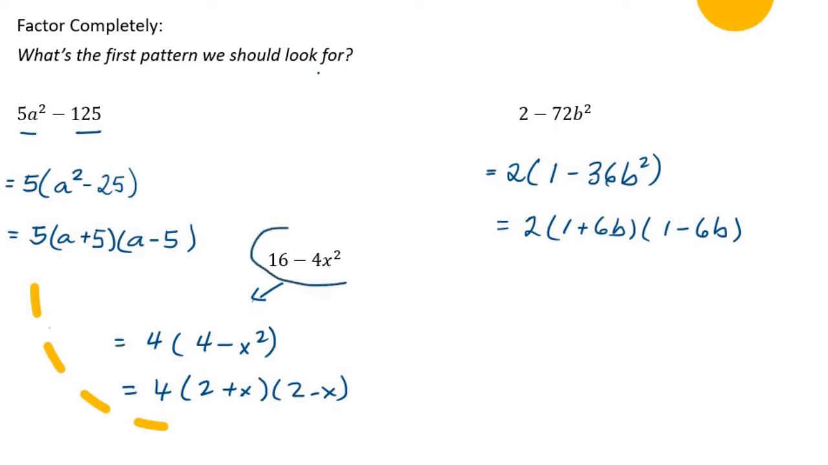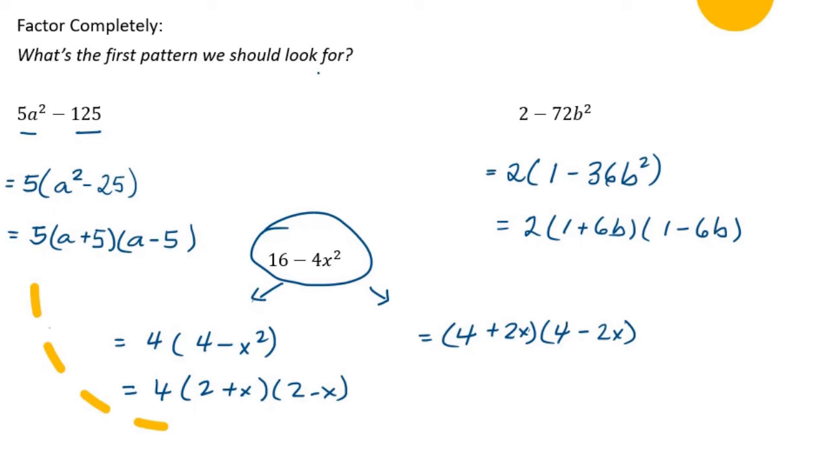But if I go back to the original question, I notice that the way it's written is also a difference of squares. 16 and 4x squared are both perfect squares. So I could have gone ahead and factored it as a difference of squares. Here are my binomials. The square root of 16 is 4. The square root of 4x squared is 2x. One gets a plus, one gets a minus. But the answers don't look the same yet.